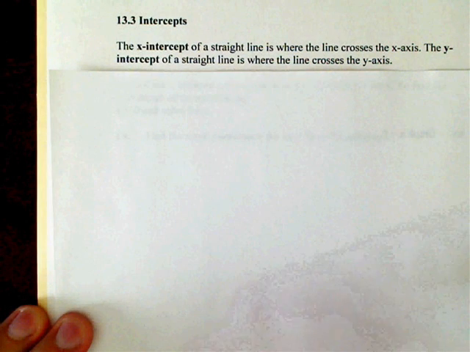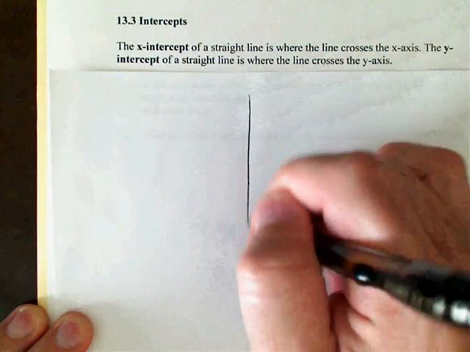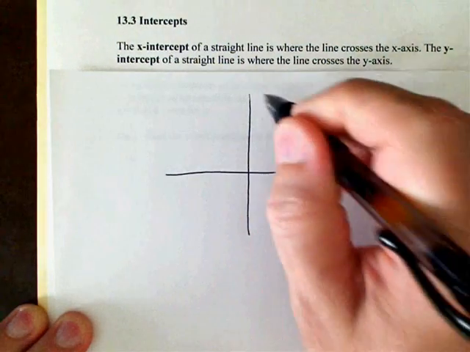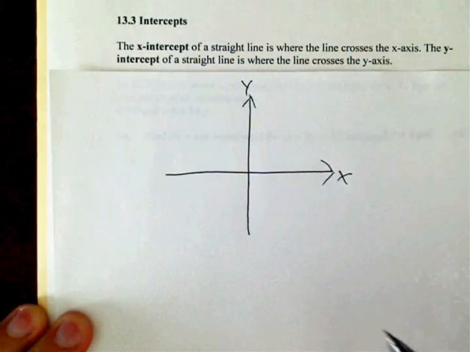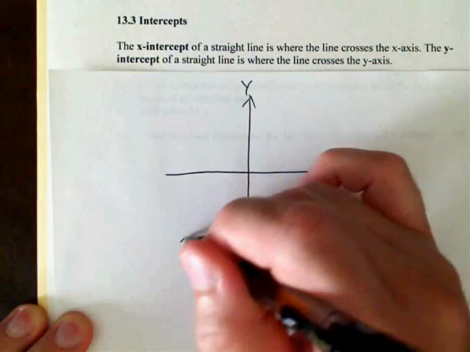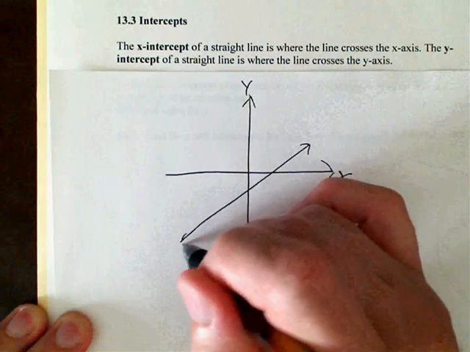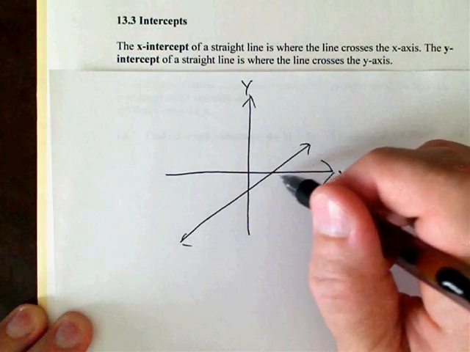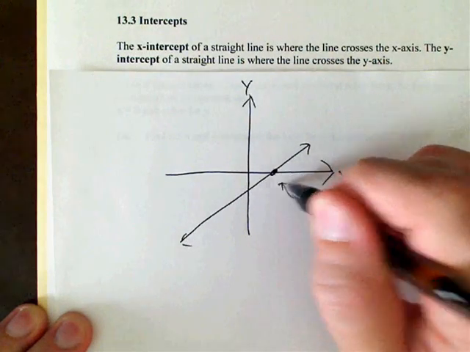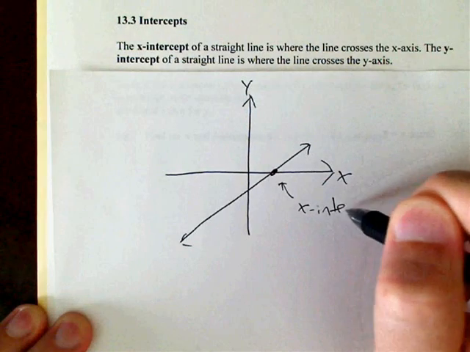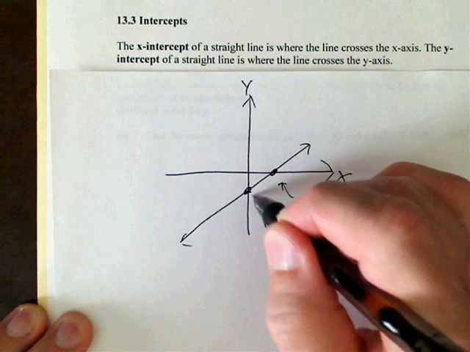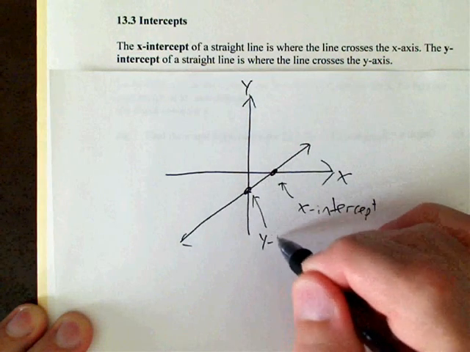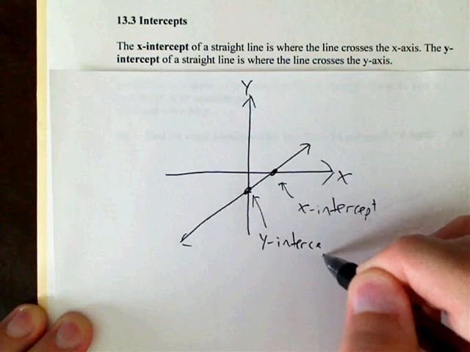Intercepts. We're going to be talking about intercepts now. To give you a visual of what we're talking about, let's draw an XY plane. Now if I draw a line as such, where the line crosses the x-axis is called the x-intercept. Where it crosses the y-axis, or intercepts the y-axis, is called the y-intercept.